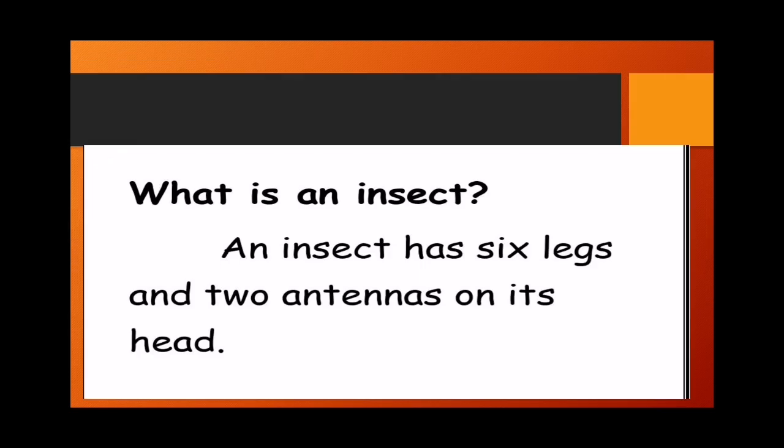Now here, read the question with me. What is an insect? Once again, what is an insect? An insect has 6 legs and 2 antennas on its head. Students, do you know what antennas are? Okay, antennas are basically known as the nose of an insect and are used for the sense of smell.